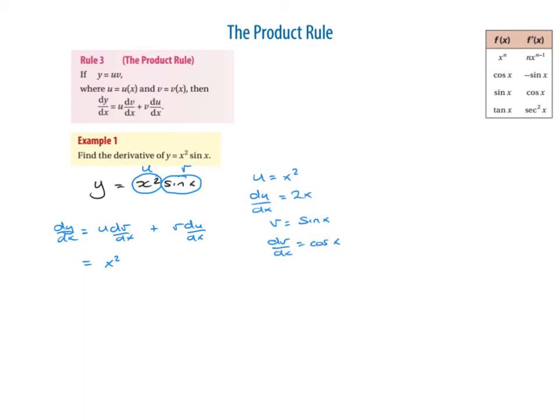well, dv/dx is here, so that's cos x, use brackets if you want, plus v, v is sine x, so let's put that down next, so plus sine x, and the last thing is du/dx, which is 2x, so that's multiplied by 2x, I'm going to put that in a bracket there. I'm going to tidy it up, we're going to get x squared cos x plus, and I'm just going to change those around to get 2x sine x there, and I am now done. So let's have a look at another couple of examples.